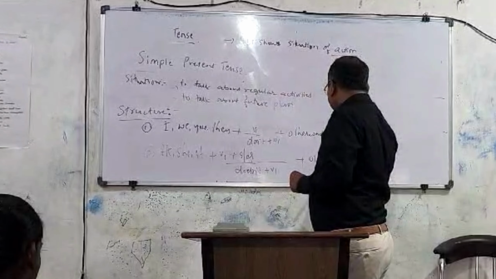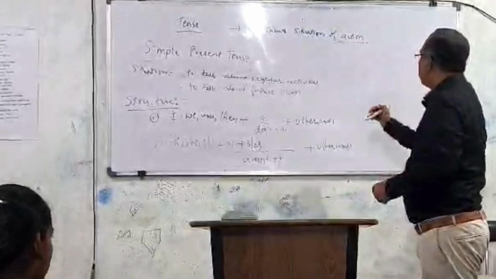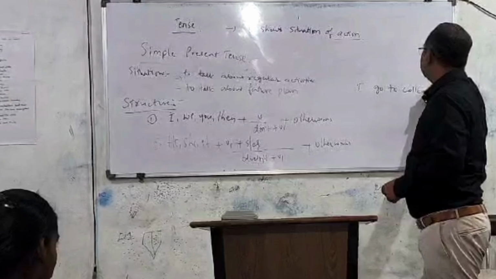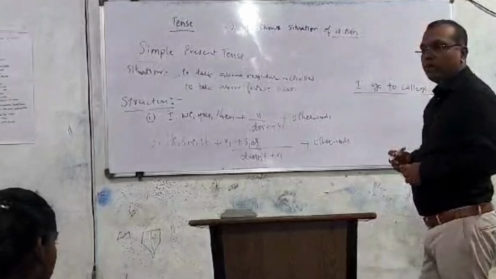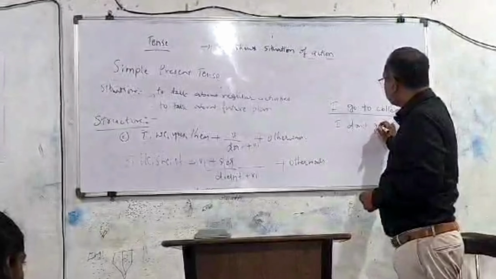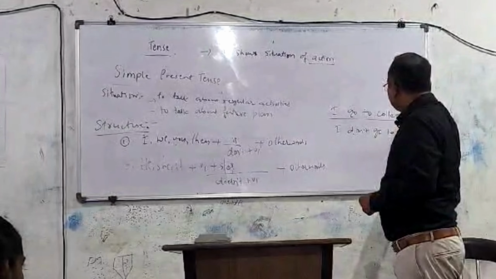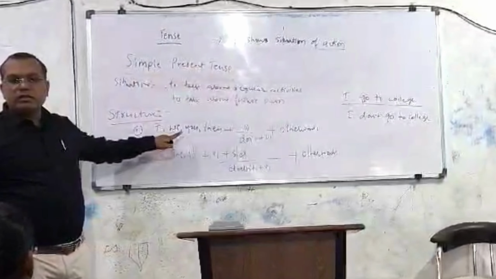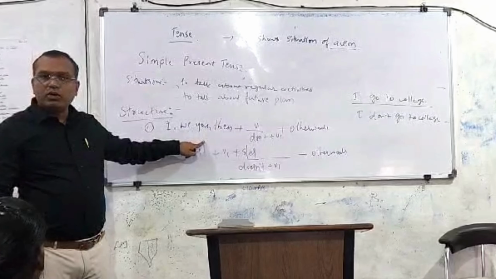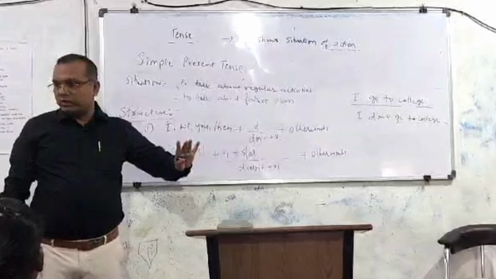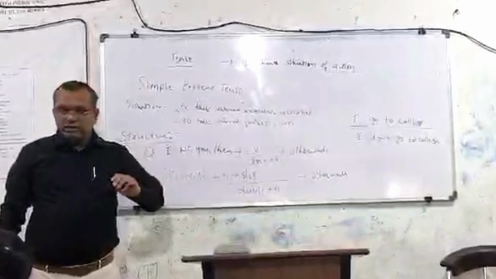Okay. One example I write here. I go to college. This is a positive example. Negative example is I don't go to college. Right? Like that, you can also make sentence here. We go to college. We don't go to college. You go to college. You don't go to college. They go to college. They don't go to college. Is it clear? Did you understand?